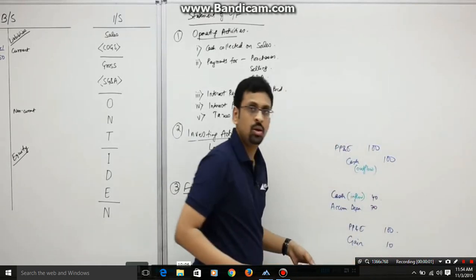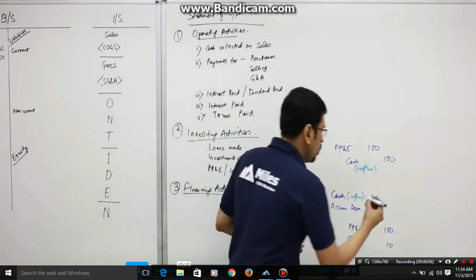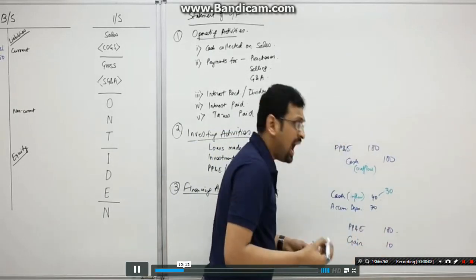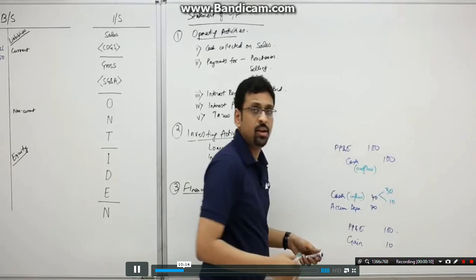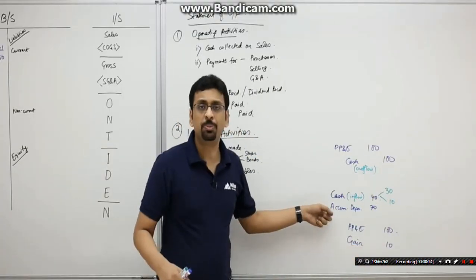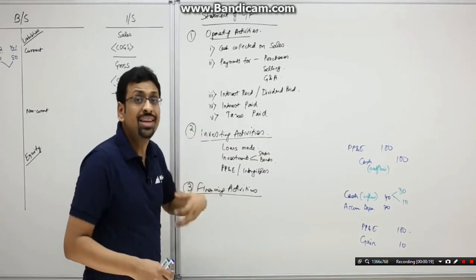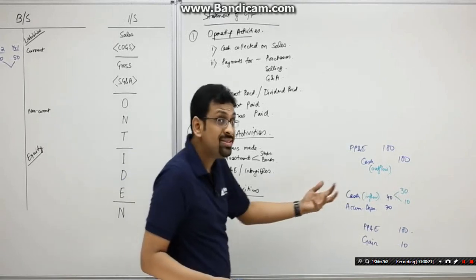Which is 10. So guys, the book value of the PP&E that you sold was 30, and you had a gain on sale of 10. Now, all the cash that you got in from the sale of this PP&E is a cash inflow from investing. Now, this naturally includes the gain on the sale.